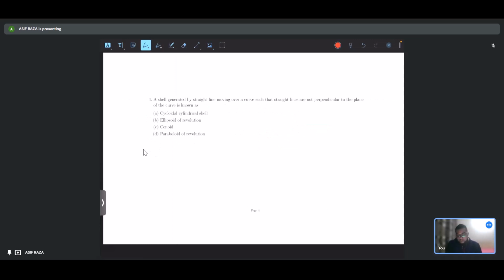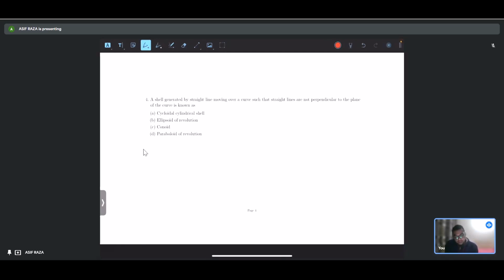Fourth question. A shell generated by a straight line moving over a curve, such that the straight lines are not perpendicular to the plane of the curve, is known as. So this is quite easy. If the straight lines had been perpendicular, we could have directly said cycloidal cylindrical shell, but as they are not perpendicular, the correct answer is option C, conoid.